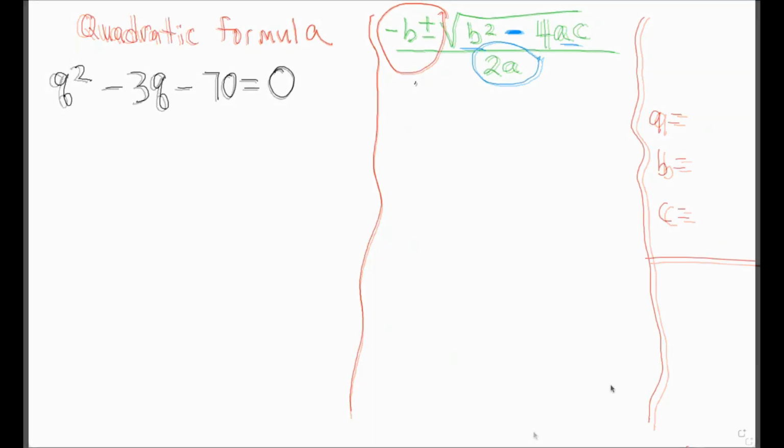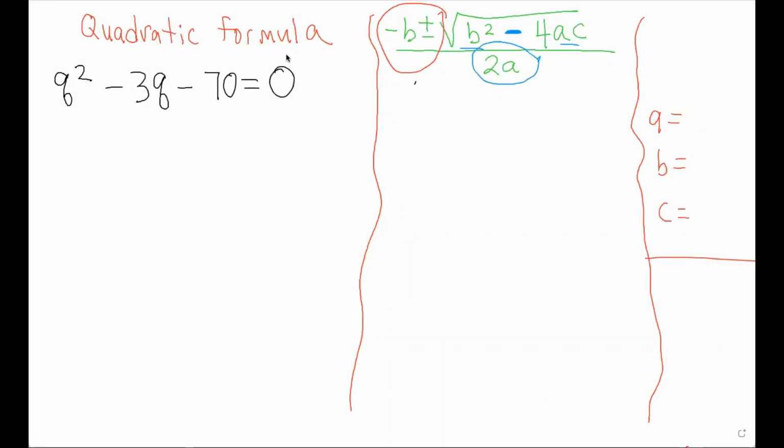The first thing we want to do is find out our A, B, and C. And on this one right here, it's already zeroed out, so we know what our A, B, and C is. And so our A would be, you guys can respond. A is going to be 1. Okay. B is going to be what? Negative 3. And C is what? Okay, negative 70.